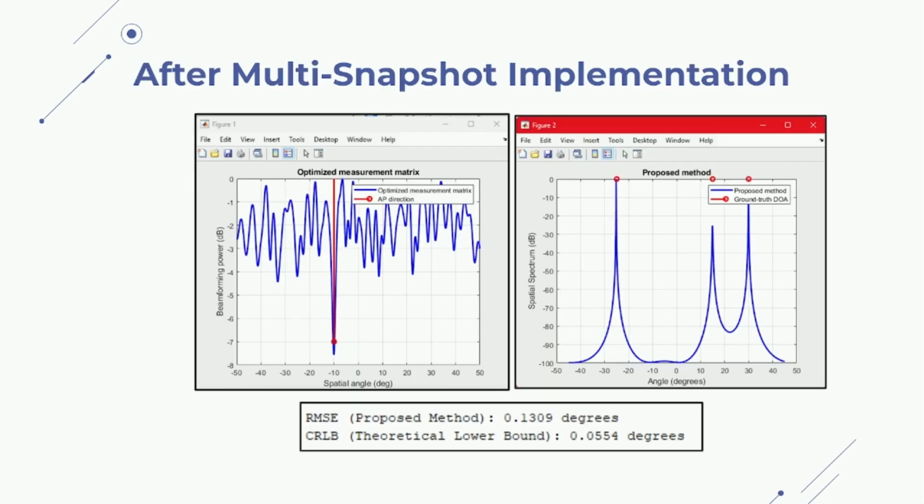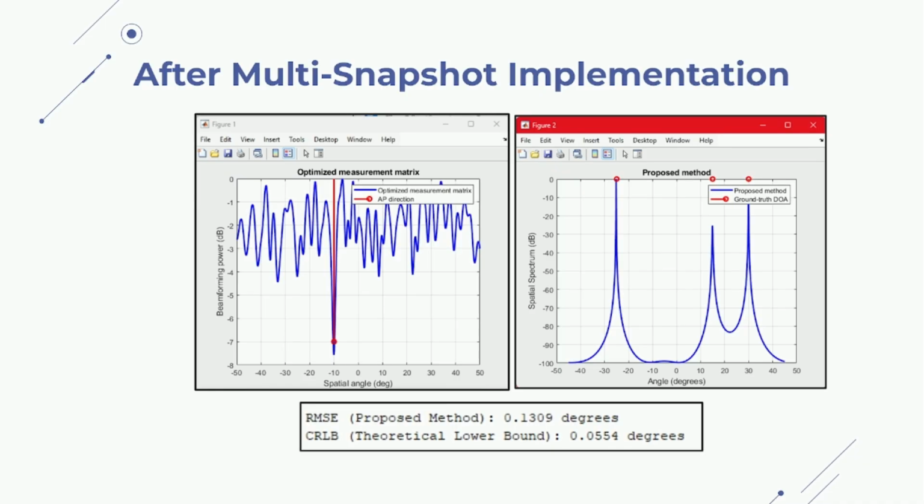So this slide shows the improvements that we gained through the implementation of multi-snapshot averaging in our DOA estimation system. On the left figure, we have the response of the optimized measurement matrix. The beamforming pattern shows a strong peak aligned with the AP direction at around the -10 degrees point, showing that our measurement matrix is effectively focusing energy. And on the right figure, we see the spatial spectrum generated using the atomic norm minimization method.